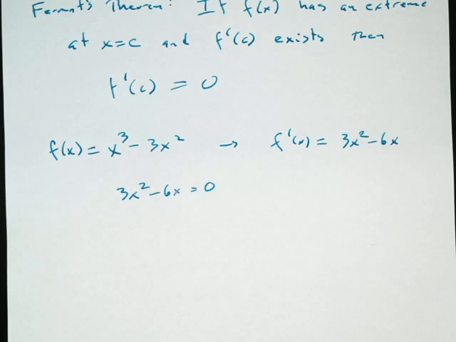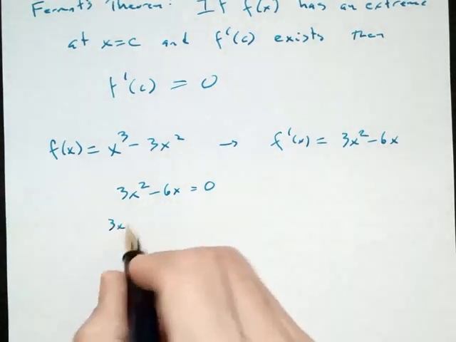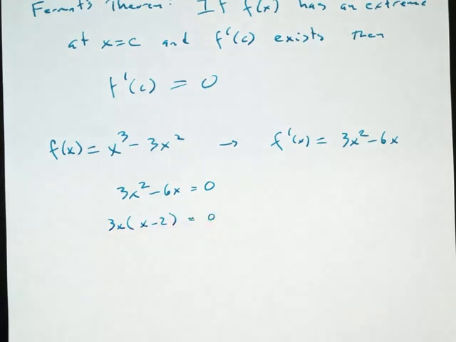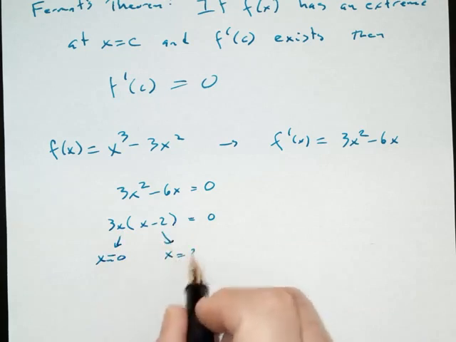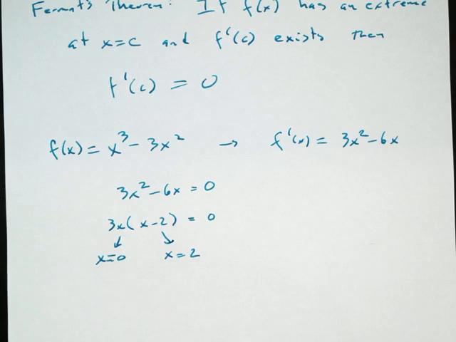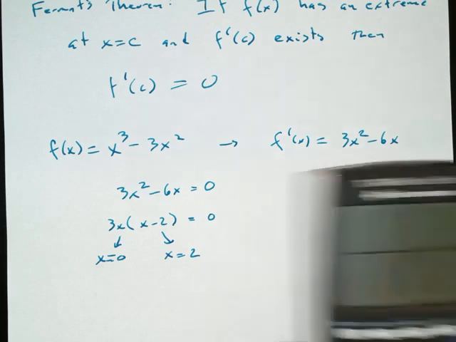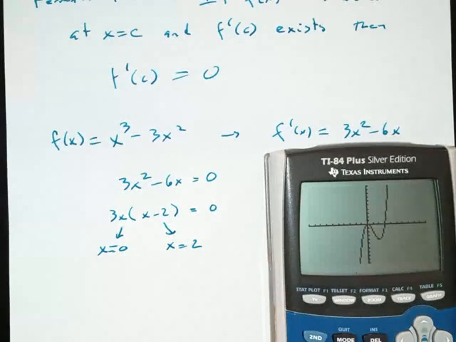So now I can ask, where is my derivative 0? That's quadratic, that's factorable. I factor out a 3 and an x. And that means either x is 0 or x is 2. And those were the places where we found our extremes, at (0, 0) and at (2, -4). x equals 0, and x equals 2.